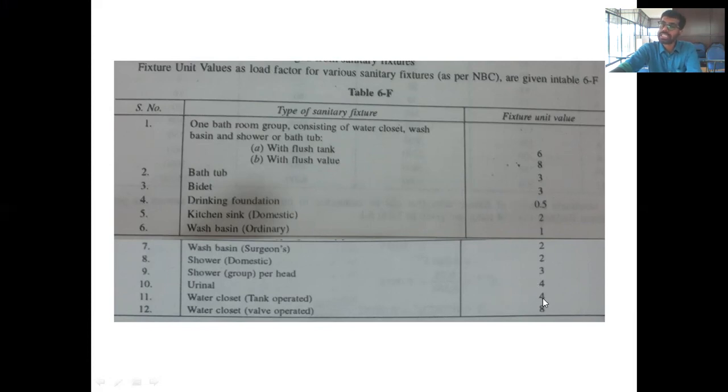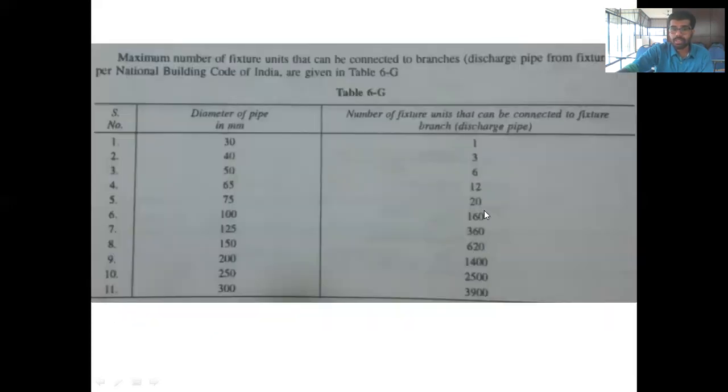20 into 4, 80. So if you are using the half flow pipe, you have to double that. You can double it here or you can double after calculating. So if it is 20 into 4, 80, 80 doubled will be 160. So for 160 it is 100, which means that for 20 water closets, you can give 100 mm diameter.